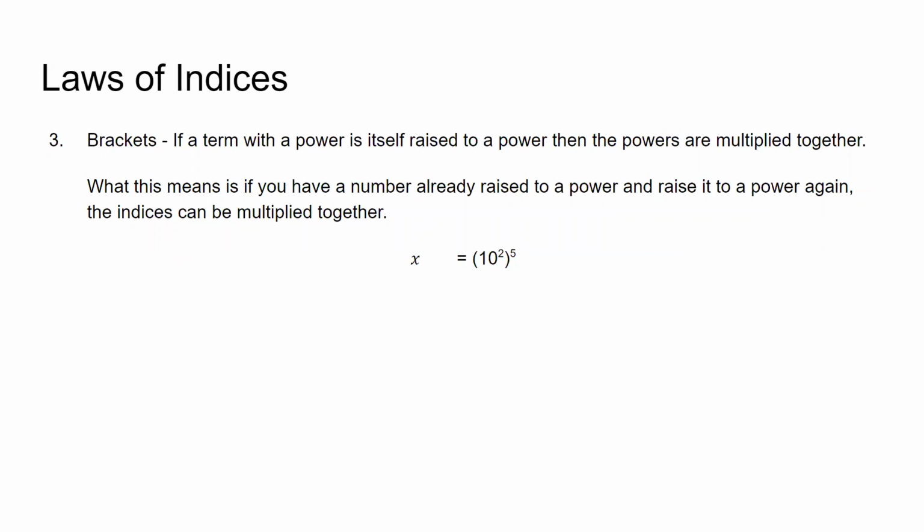Third law is brackets. If a term with a power is itself raised to a power, then the powers are multiplied together. What this means is if you already have a number being raised to a power and you raise it to a power again, the index numbers can be multiplied together. So I've got x equals open brackets 10 squared, close brackets to the power 5. So I need to multiply the 2 and the 5 to make a new index number for the 10, which is 10. Let's do some proper examples.